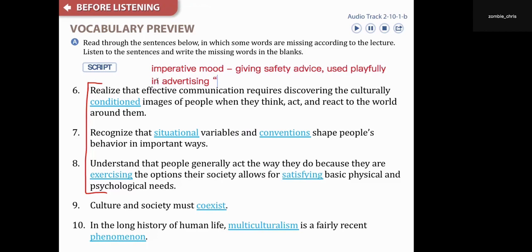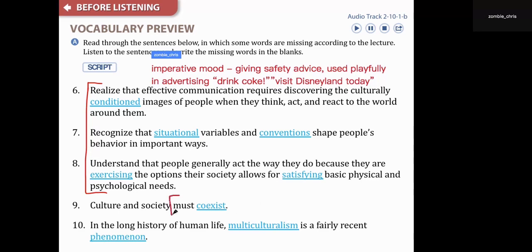You will find it used playfully in advertising. Drink Coke. Oops. Or visit Disneyland today. So you'll find the imperative being used playfully in advertising, or most commonly when you're giving safety advice or receiving safety advice. But please try to avoid directly translating into the imperative. It does sound very, very strange.